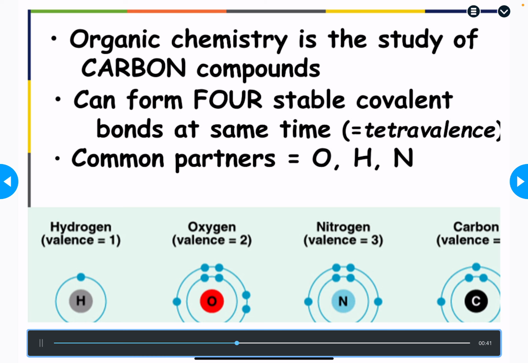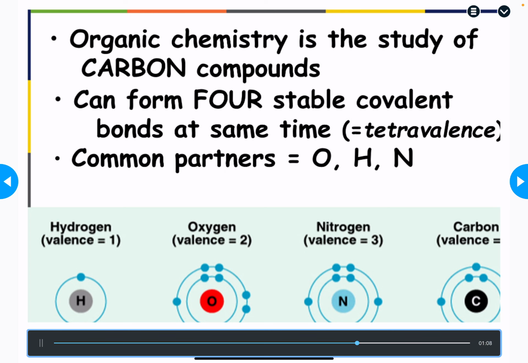So that is a reason why, because our concept of biology, at least on this planet, is based on carbon, and carbon's most common partners are oxygen, hydrogen, and nitrogen. We also just learned that carbon is a special type of atom that can make the maximum that we know of, which is 4 stable covalent bonds at the same time.